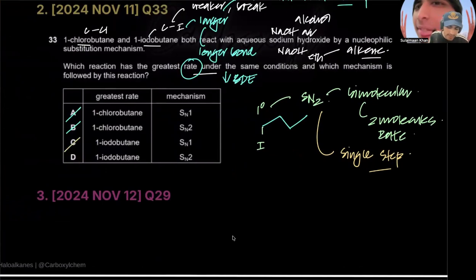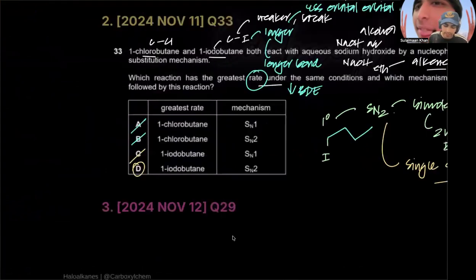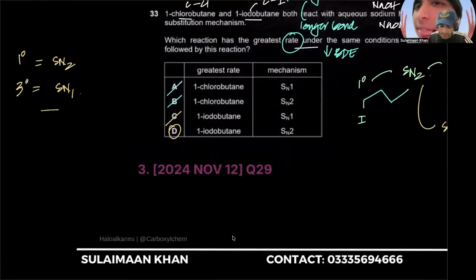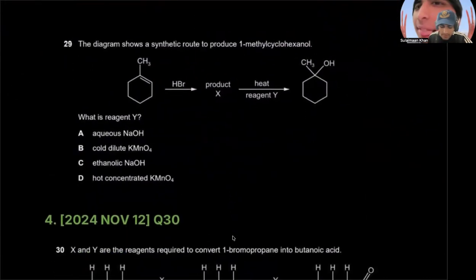Primary haloalkanes, for your course, I'd say I've explained it in a lot of detail, but for these MCQs, remember, primary haloalkanes would undergo SN2, tertiary haloalkanes would undergo SN1, and secondary can either undergo SN2 or SN1. We couldn't care less. Next question.